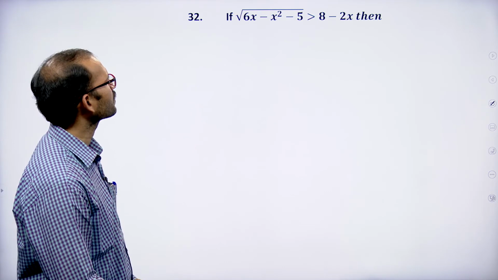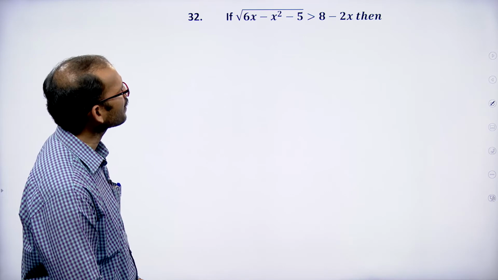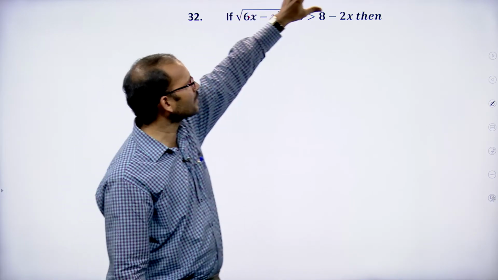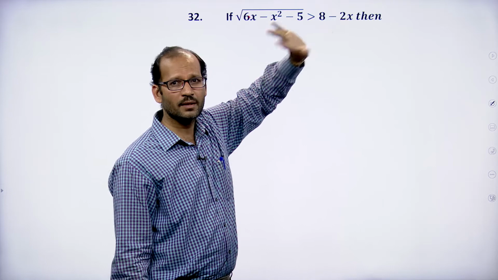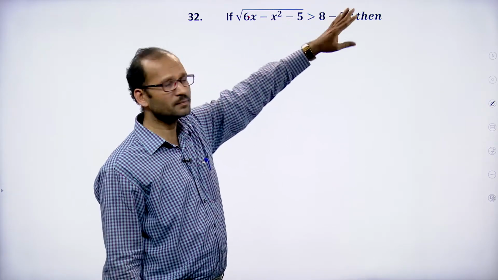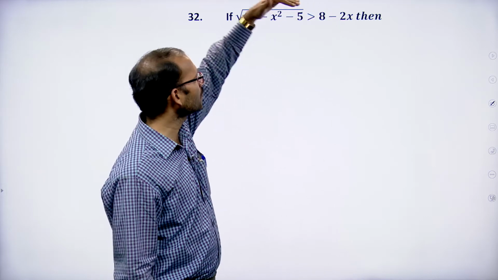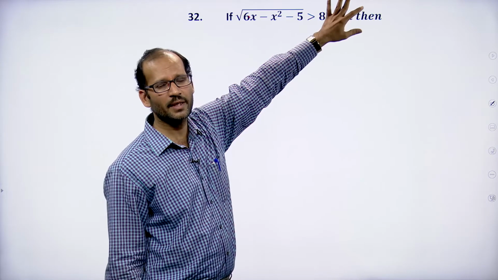Yes, this we need to discuss. 6x minus x square minus 5 greater than 8 minus 2x. See, this is a non-negative value. This is greater than this. There are cases. First case is both are positive. Second case, this is always positive, but this can be negative, because positive can be greater than negative also. So this can be negative.